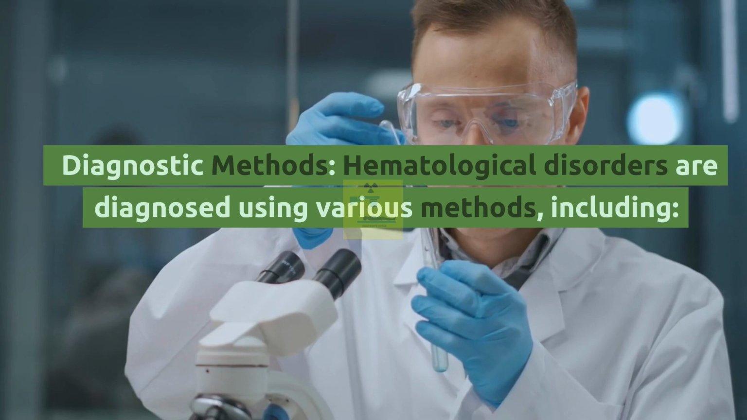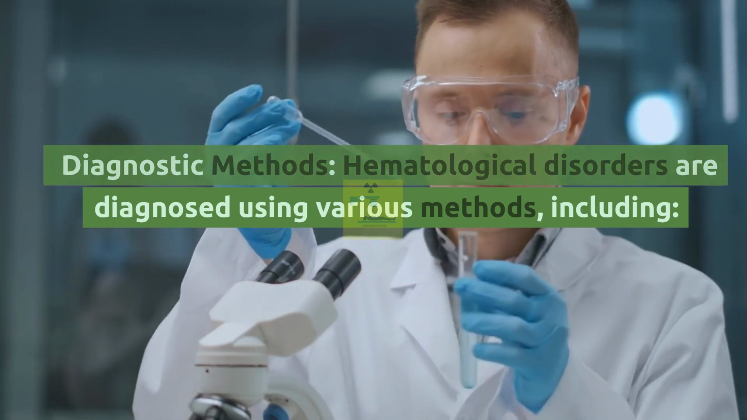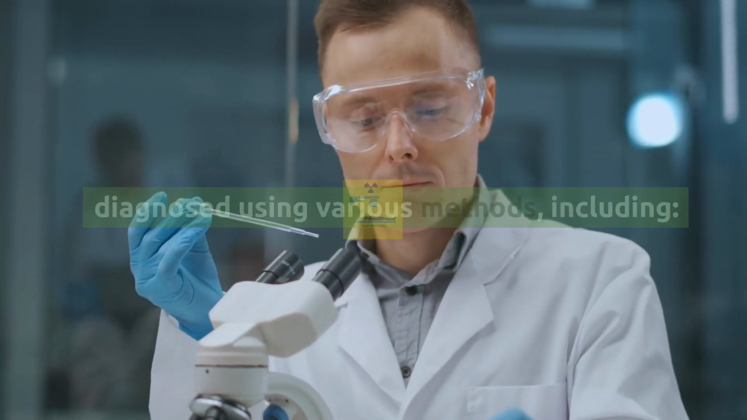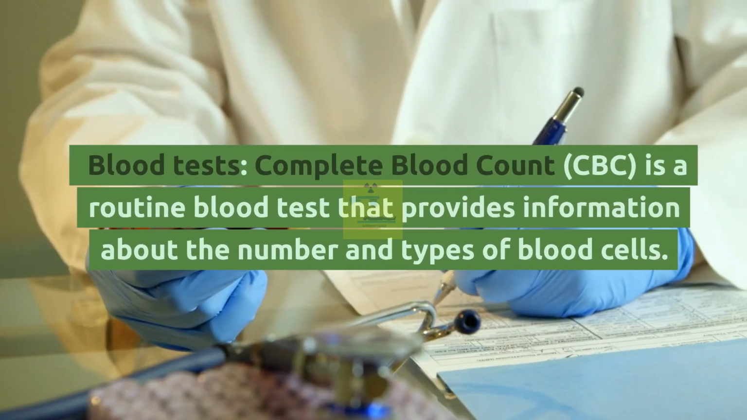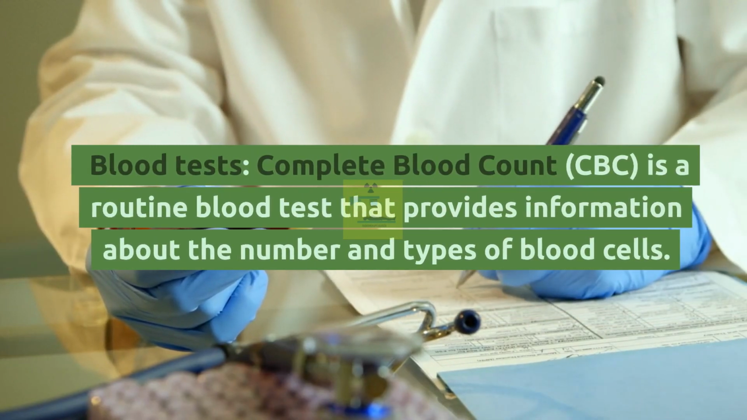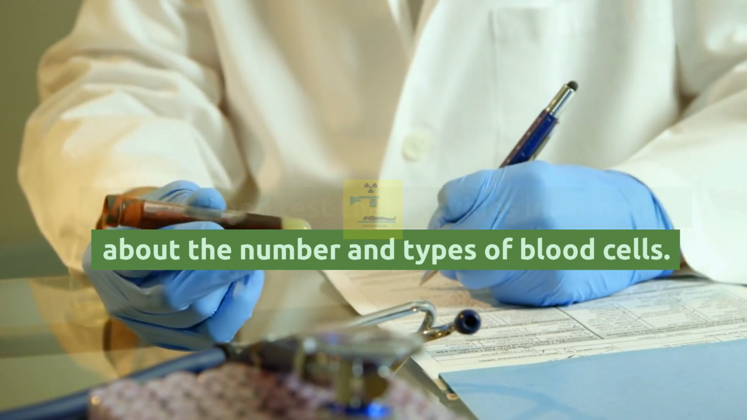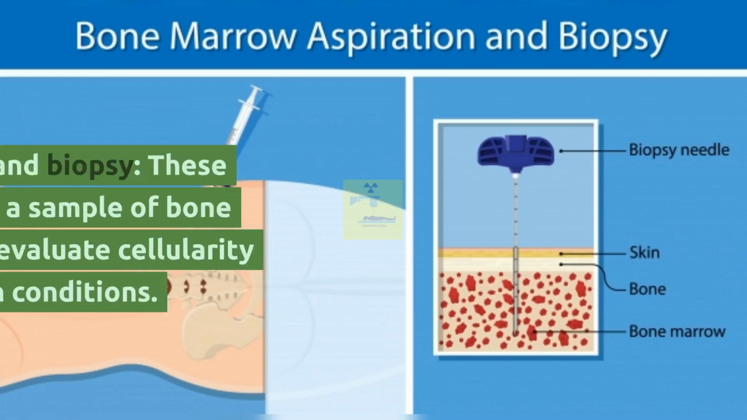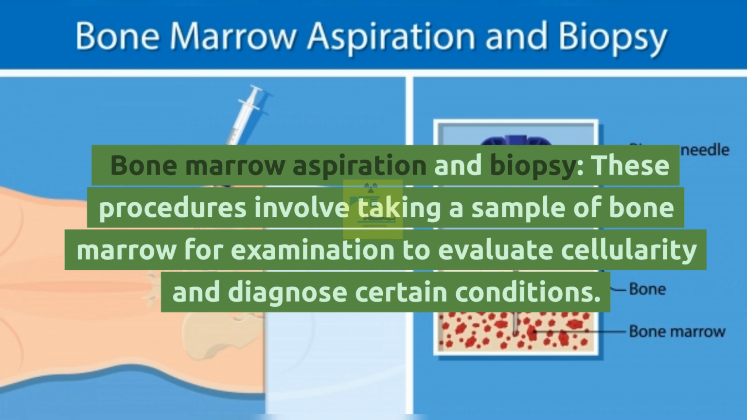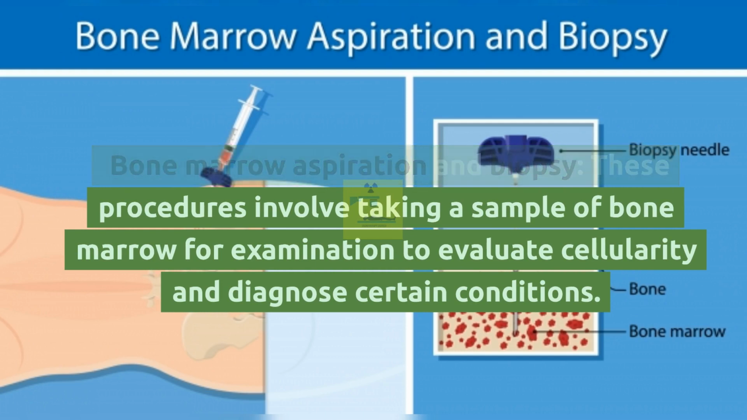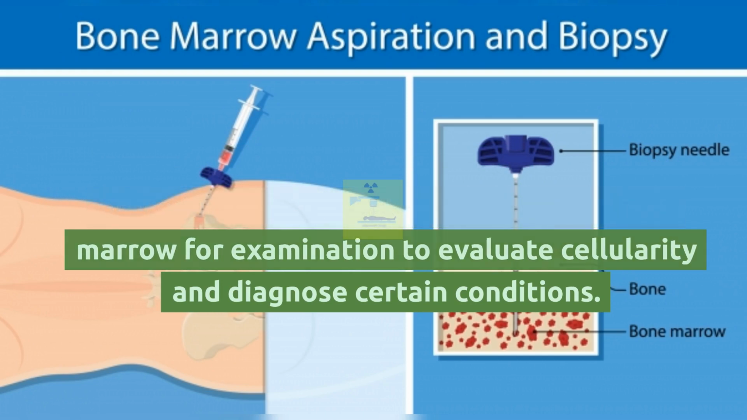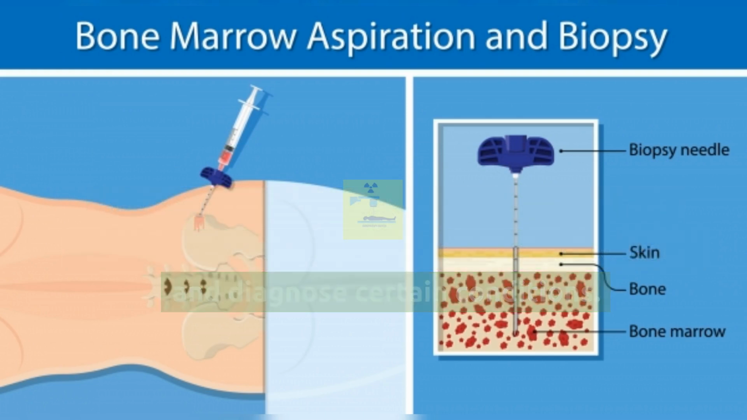Diagnostic methods. Hematological disorders are diagnosed using various methods, including blood tests. Complete blood count, CBC, is a routine blood test that provides information about the number and types of blood cells. Bone marrow aspiration and biopsy. These procedures involve taking a sample of bone marrow for examination to evaluate cellularity and diagnose certain conditions.